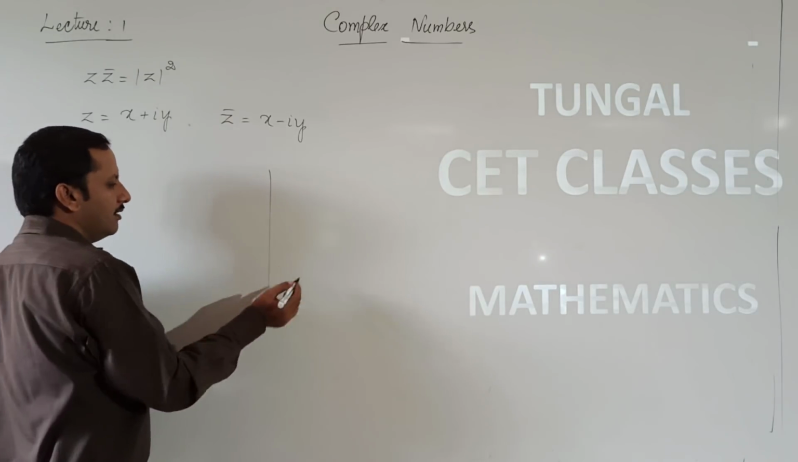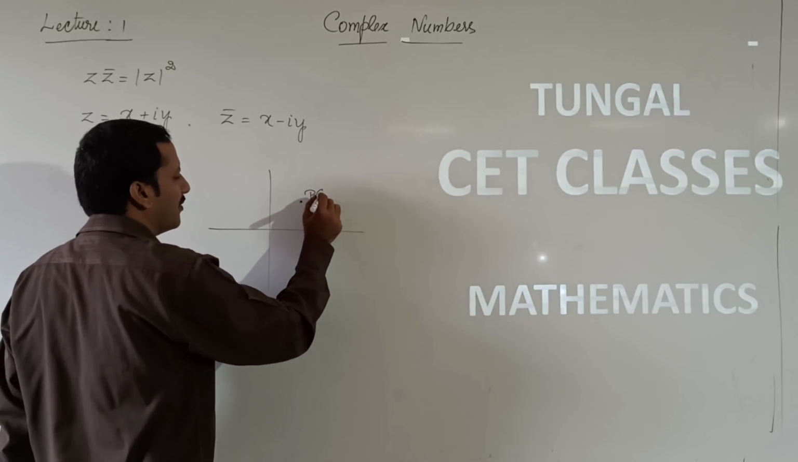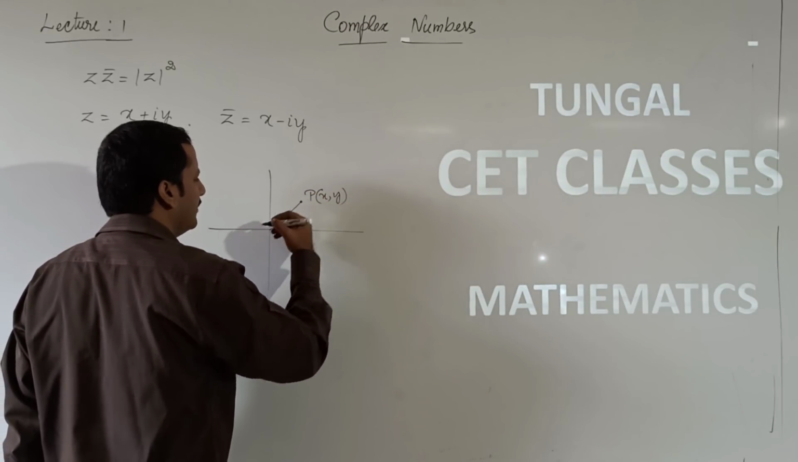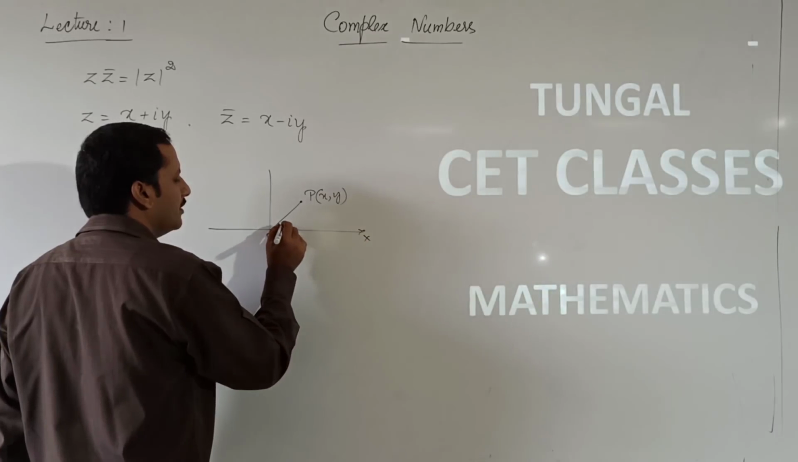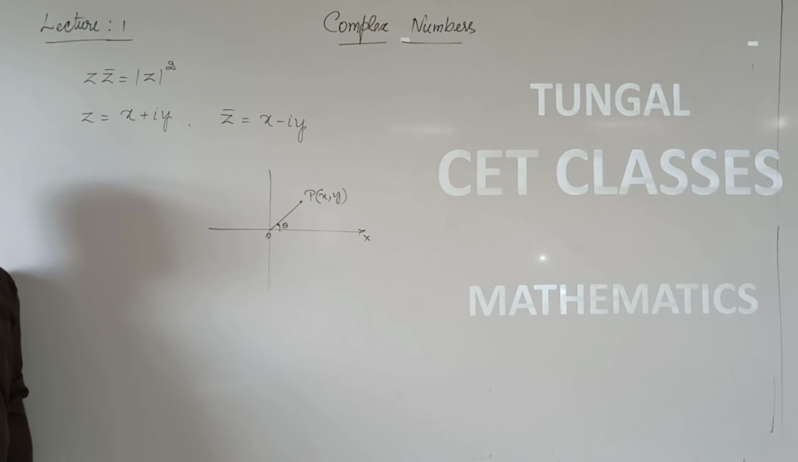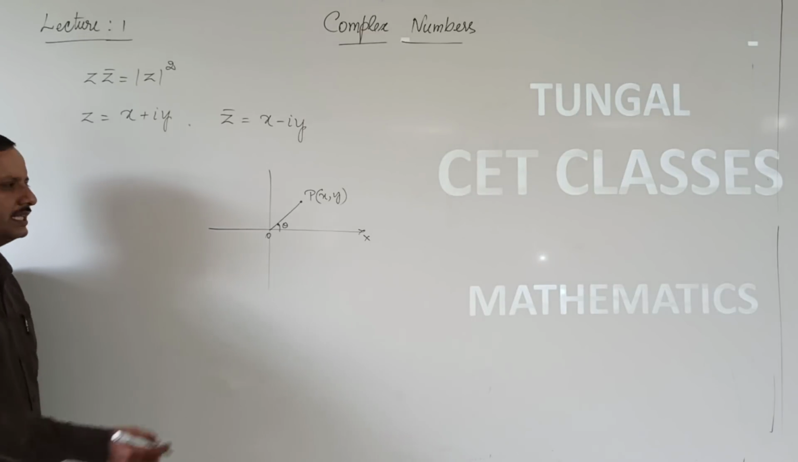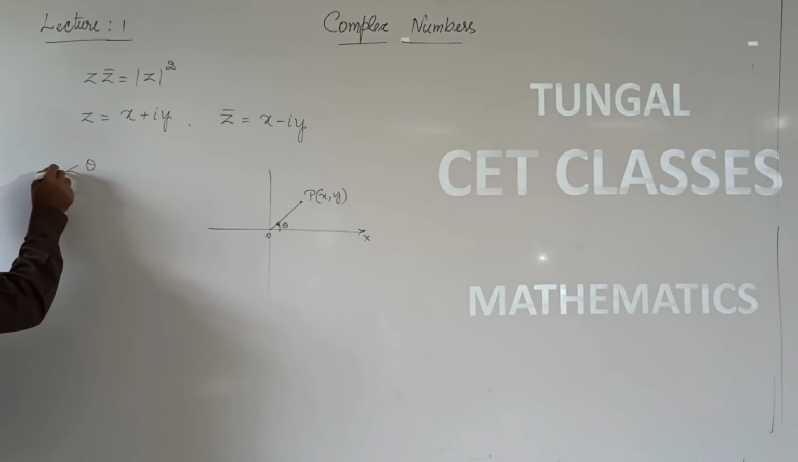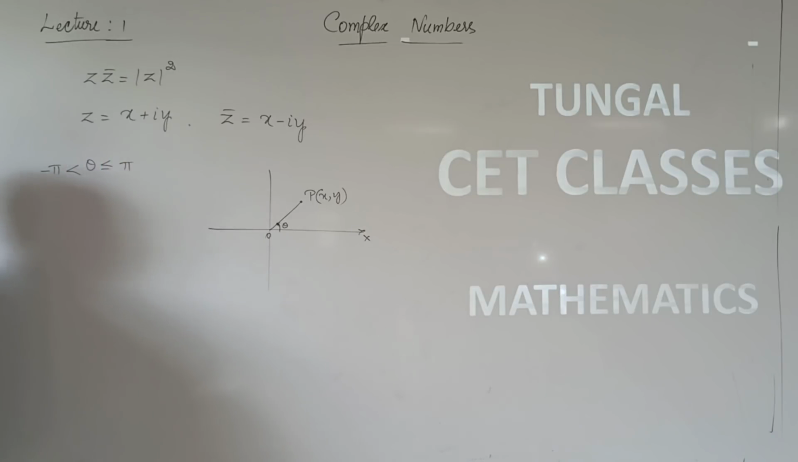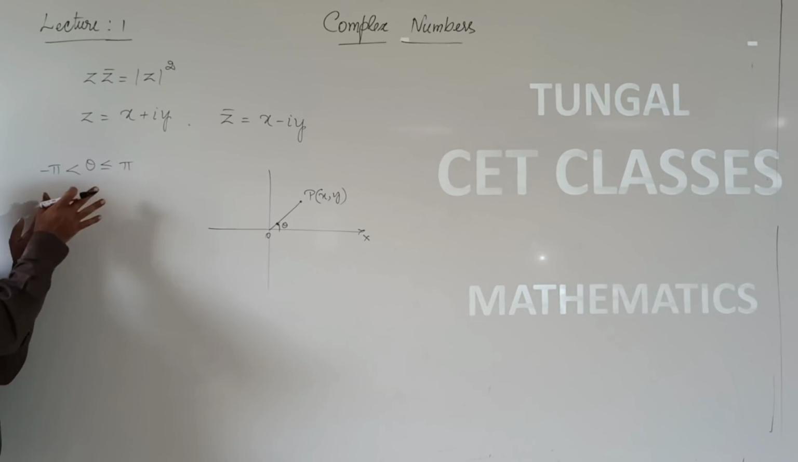See, when we represent it on a plane, say this point P (x, y) represents the complex number. The angle made by the line joining the point with the origin with the positive direction of the x-axis in the anti-clockwise direction is called the principal argument, or theta. It's also called the amplitude of that complex number. That amplitude must always be greater than minus pi, less than or equal to pi. The principal argument, or the amplitude, must always lie in this interval.